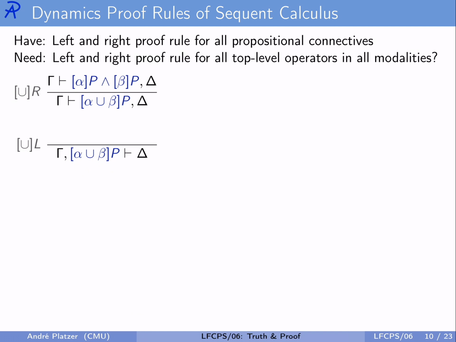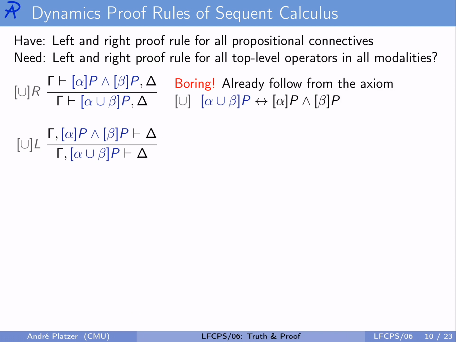What do we do? Well, we work off this assumption by instead assuming that all the alpha runs are safe and separately assuming that all the beta runs are safe. Of course, they're saying the same thing. Notice something? That's incredibly boring because we already know all of this from just the differential dynamic logic axiom of nondeterministic choice that says, never mind what context, all runs of alpha choice beta are safe if and only if all the alpha runs are safe and independently all the beta runs are safe. The two formulas are equivalent.